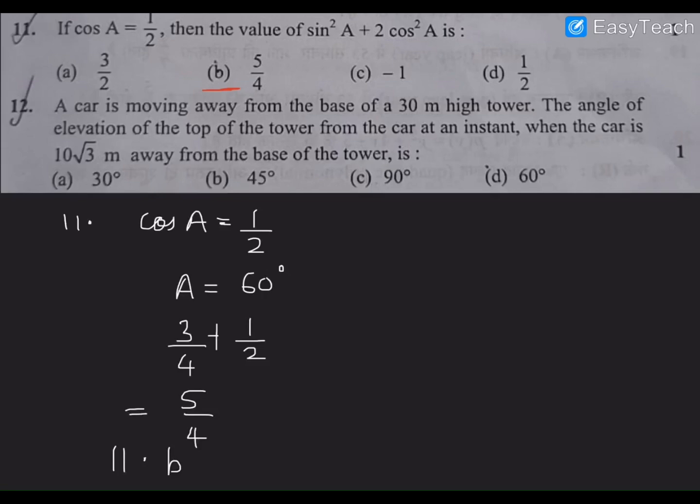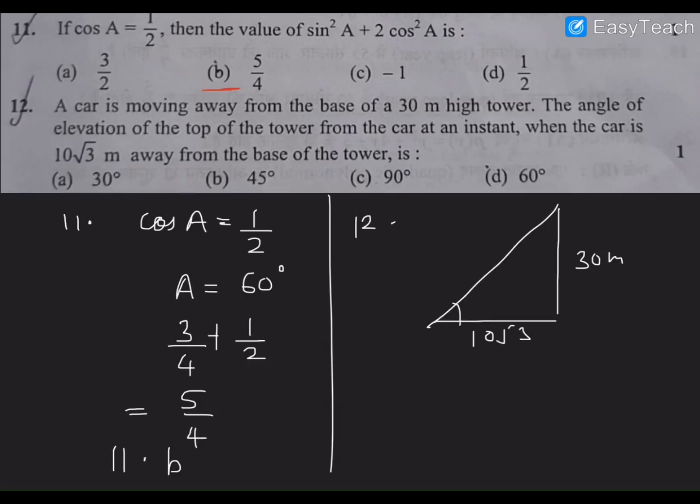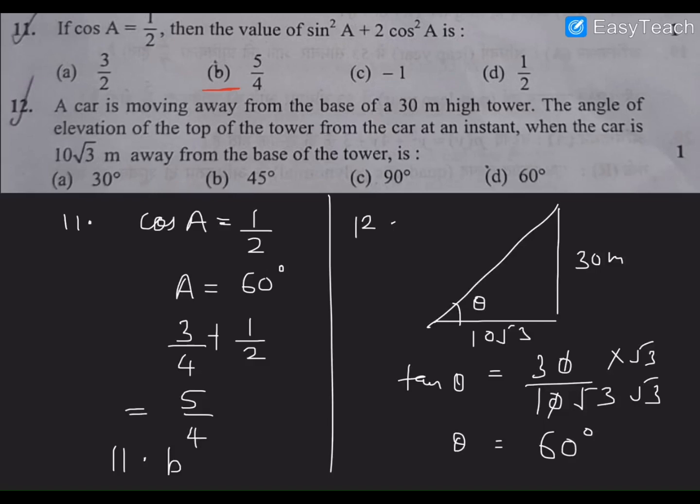12th, a car is moving away from the base of a 30-meter high tower. So this is given 30 meter high. The angle of elevation of the top of the tower when the car is 10 root 3 meters away, you have to find this angle theta. So tan theta equals 30 by 10 root 3. The zeros cancel, multiplying by root 3 and root 3. So theta comes out to be 60 degrees. So for this, D is the correct answer.